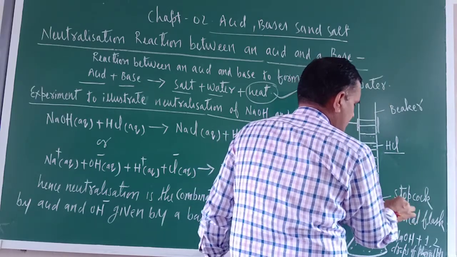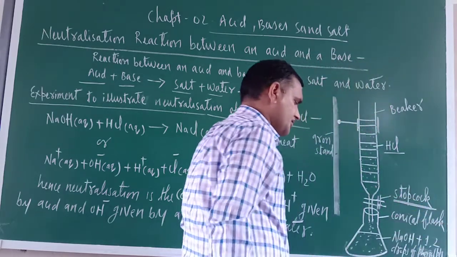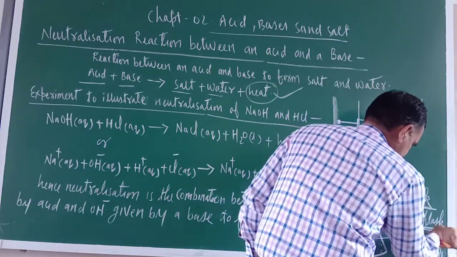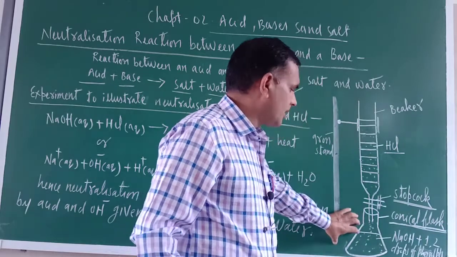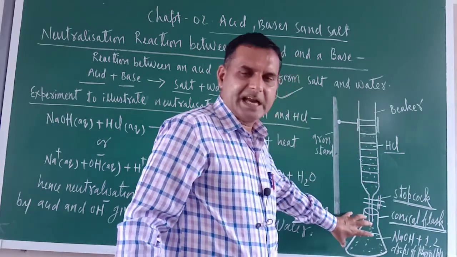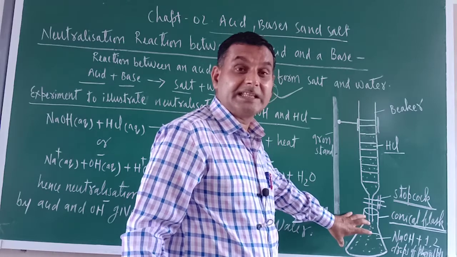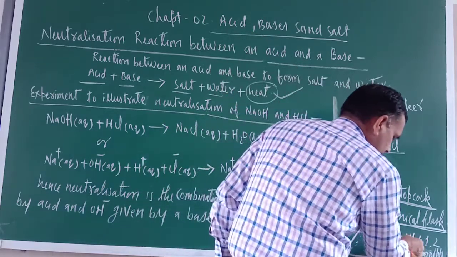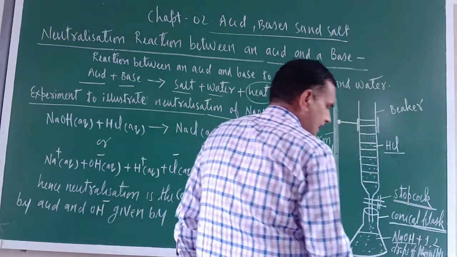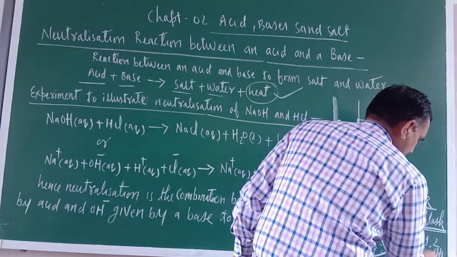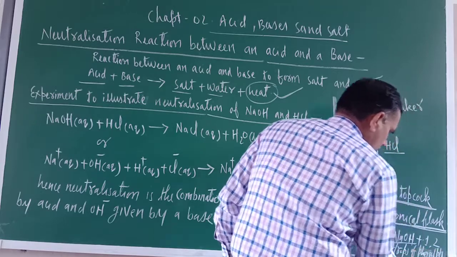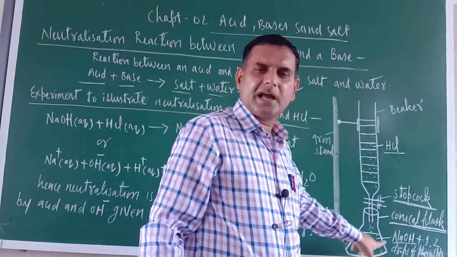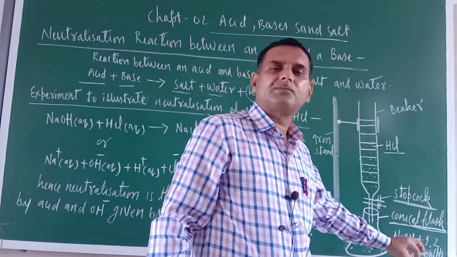What is this one? This is the stopcock. And what is this one? This is a conical flask, because its shape is just like a cone, that is why it is called a conical flask. Now in the conical flask, what you have to take? You have to take sodium hydroxide and 1-2 drops of phenolphthalein.